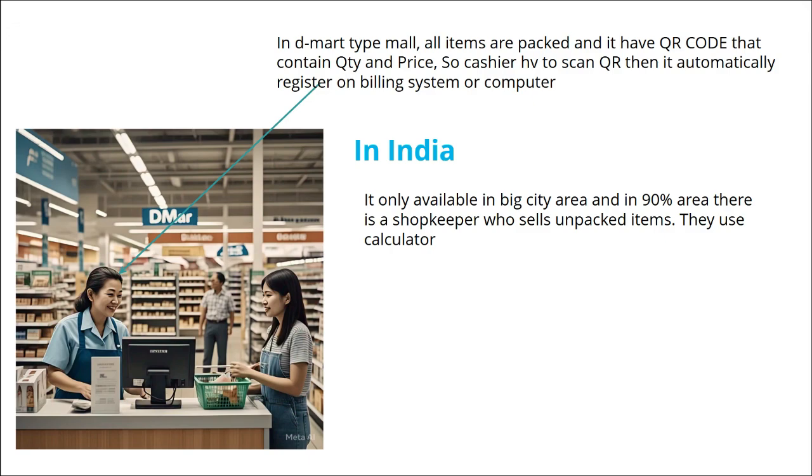Whereas if you go to a DMart type mall, where all the items are packed and have a QR code that contains the quantity and the price of the product, the cashier has to scan this QR code and it is automatically registered on the billing system. That is the modern thing the malls follow. But in India, even today it is only available in big city areas, and in 90% of the area there are small shopkeepers who sell unpacked items, and they have to use a calculator for that.